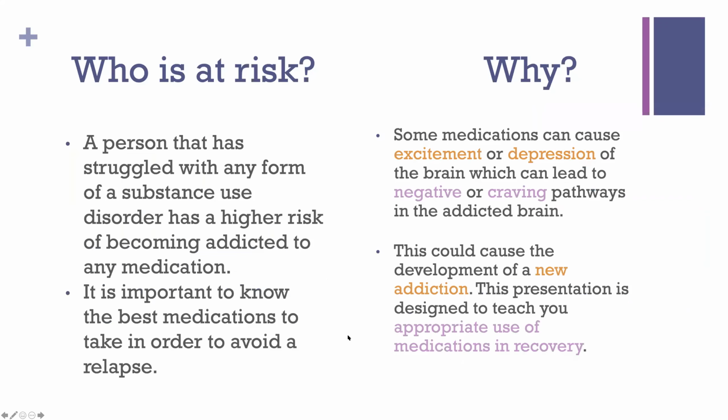So we talk about the reasons for medication safety. This is kind of a medication safety discussion. So why do we want to have this discussion? Well, who is at risk? What we're trying to prevent is the use of medications in a recovering person that may create a relapse. Who's at risk is a person who may have struggled with a substance use disorder and has a high risk of becoming addicted to any medication, over the counter or prescription. It's important to know the best medication to take in order to avoid relapse.